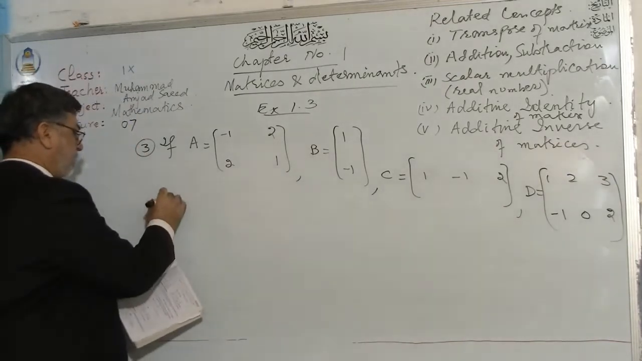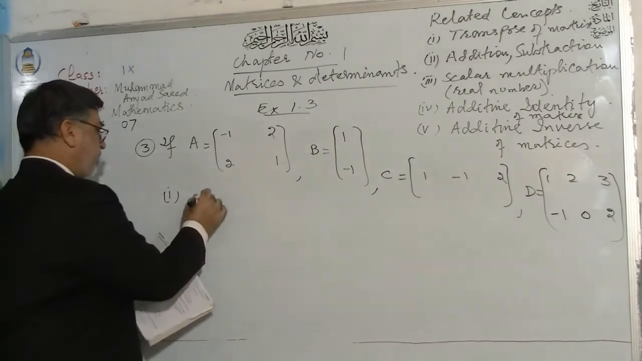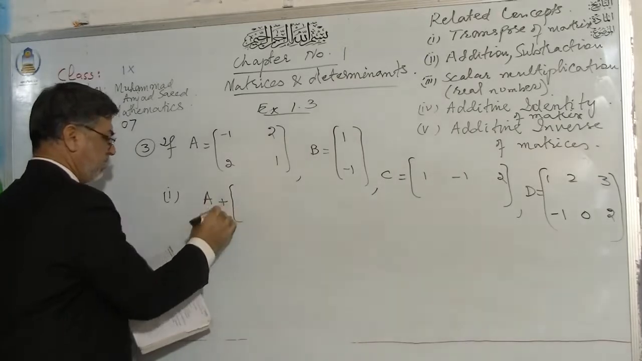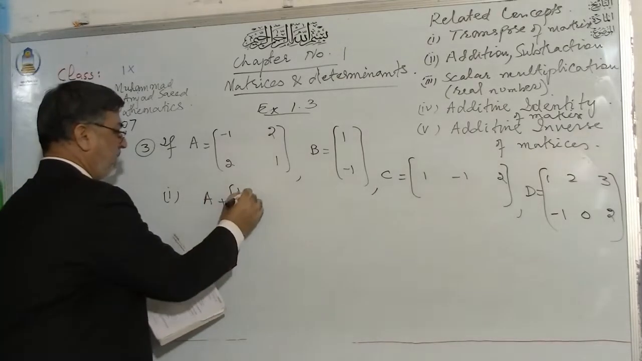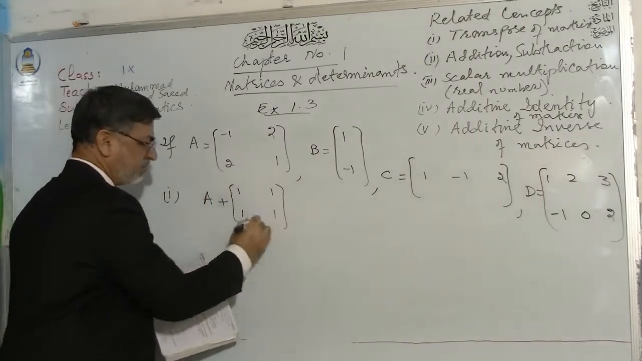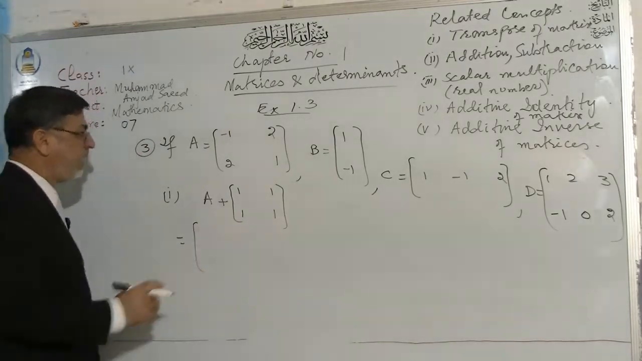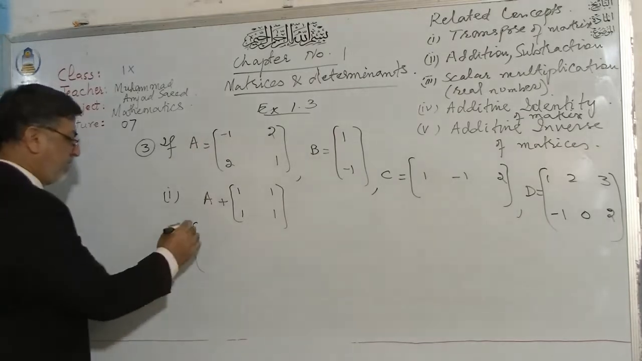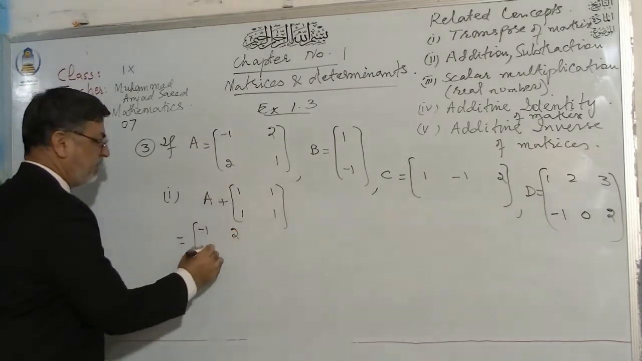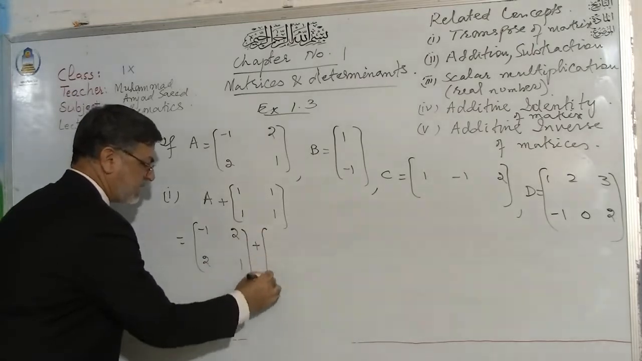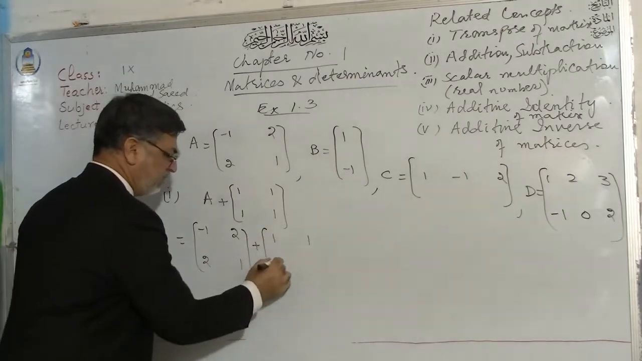for example, part number 1. We have to find A plus 1, 1, 1 and 1. Remember that you will apply the value of A here, from here. Minus 1, 2, 2 and 1. Plus 1, 1, 1 and 1.